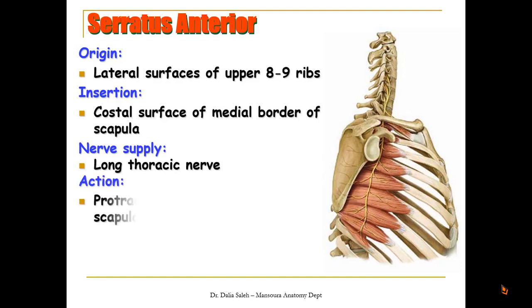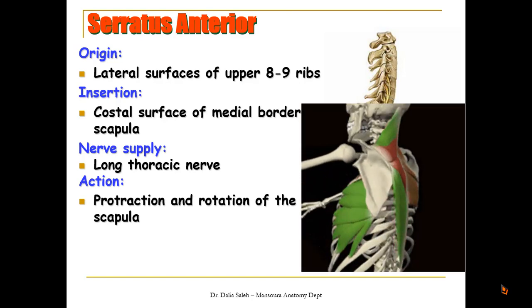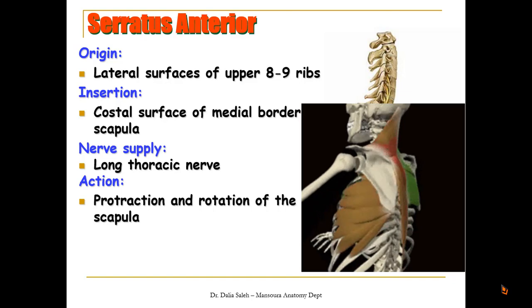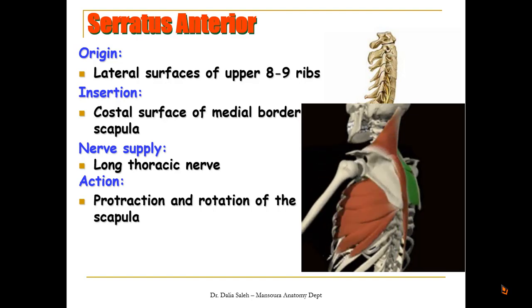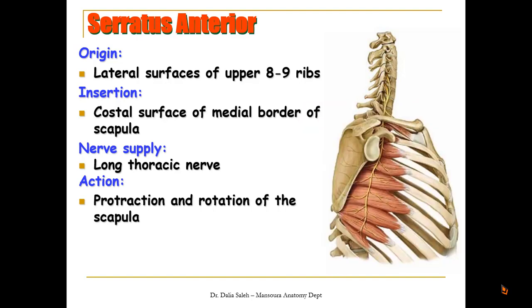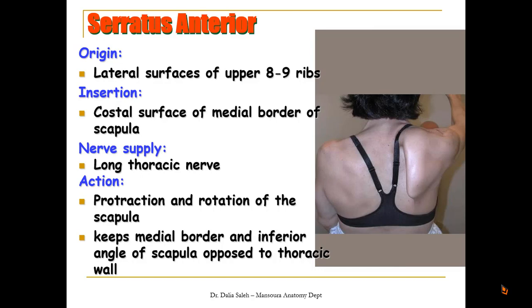The action of the serratus anterior is to protract and rotate the scapula. So together with the trapezius, it helps to raise the arm above the level of the head. It also keeps the medial border of the scapula opposite the chest wall. So if there is injury of the long thoracic nerve, for example in axillary surgery, this may lead to paralysis of the serratus anterior and loss of its function, and winging of the scapula when the patient is trying to push against a wall.